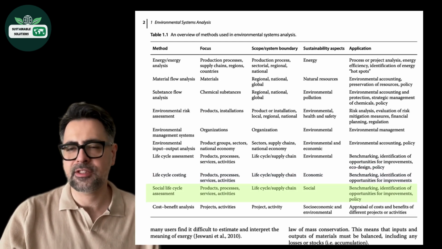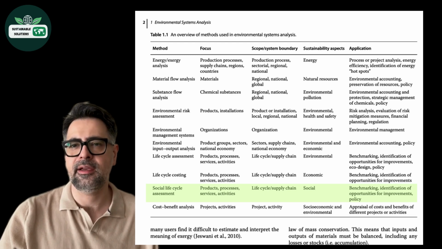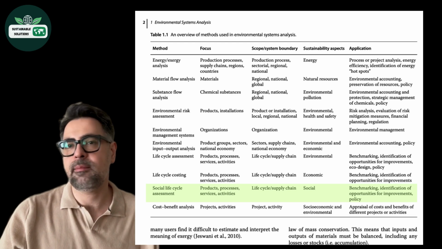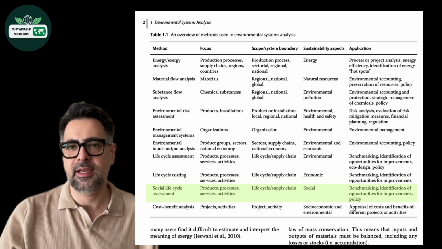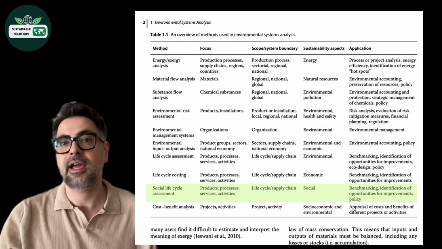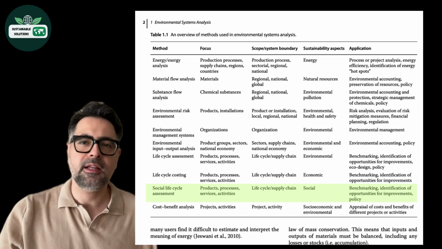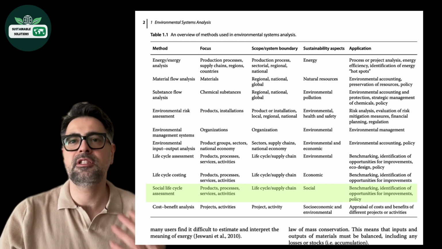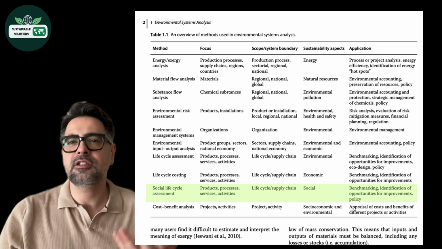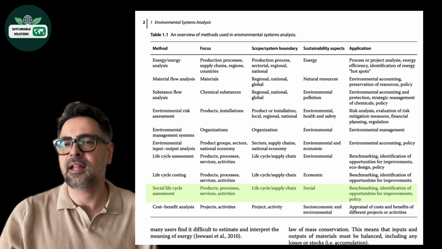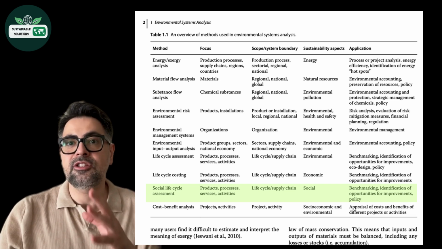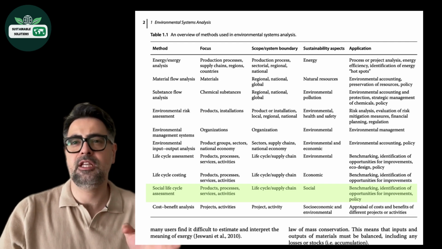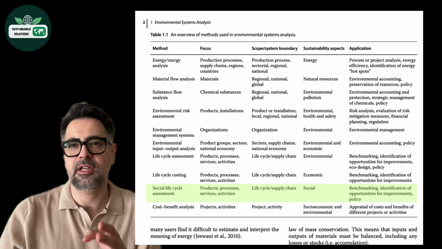Eight is social life cycle assessment, S-LCA. It's still emerging. S-LCA evaluates the social and ethical dimensions of a product or process. It considers stakeholders like workers, consumers, local communities, and even value chain partners. Issues like child labor, discrimination, and cultural impact are part of the analysis. Unlike LCA, it relies on both qualitative and quantitative indicators, which makes it powerful but also more subjective and data intensive.